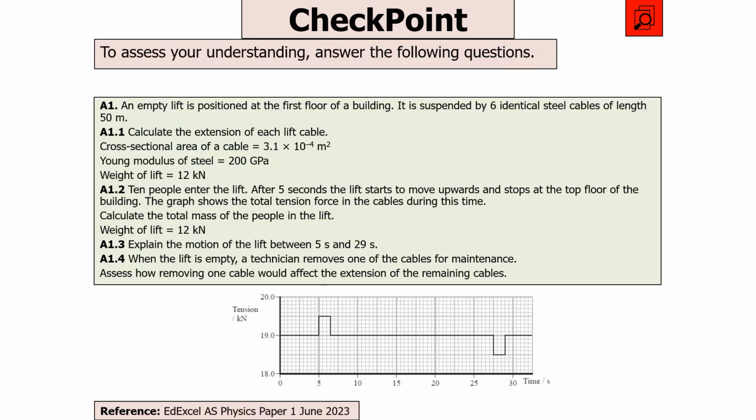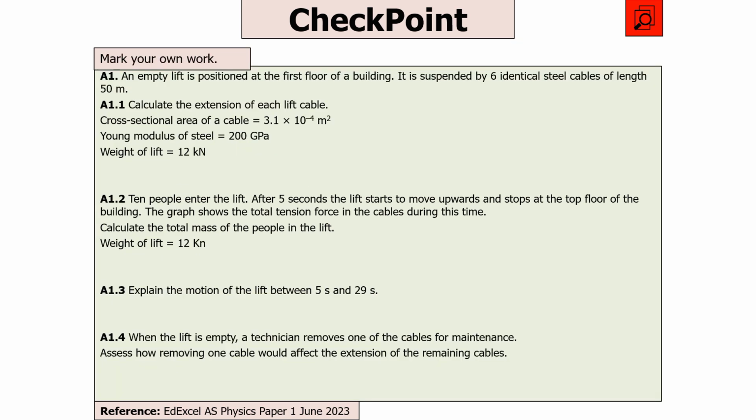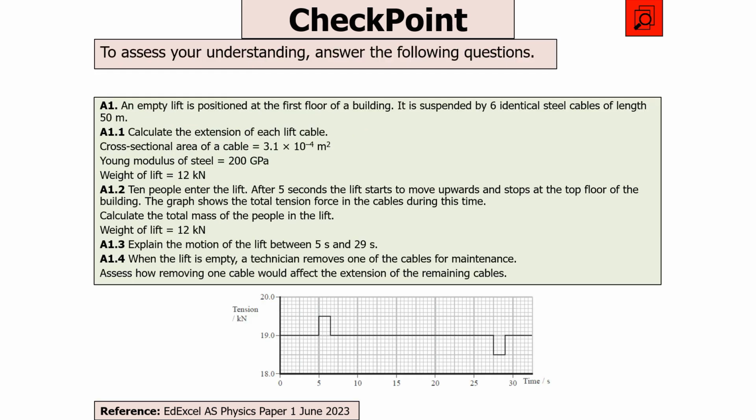The next question says, an empty lift is positioned at the first floor of a building. It is suspended by 6 identical steel cables of length 50 meters. Calculate the extension of each lift cable. The cross-sectional area of the cable is 3.1 times 10 to the minus 4 meters squared. The Young modulus of the steel is 200 gigapascals, and the weight of the lift is 12 kilonewtons.